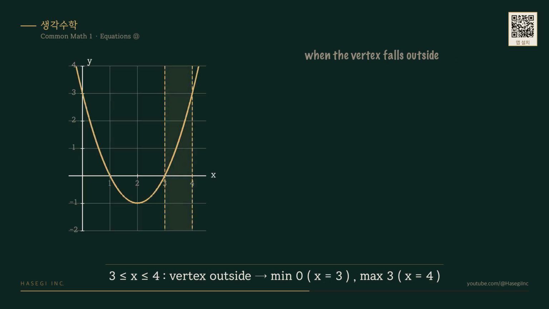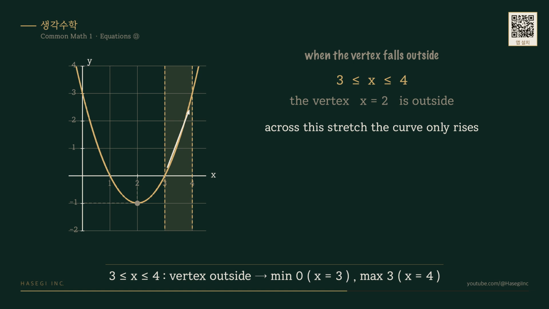Now the case where the vertex falls outside. Change the range to between 3 and 4. The vertex is still at x equal to 2, so it is now outside. Across this stretch, the curve only ever rises, from beginning to end. So the smallest value is 0 at the left end, and the largest is 3 at the right end. Both landed on the ends.